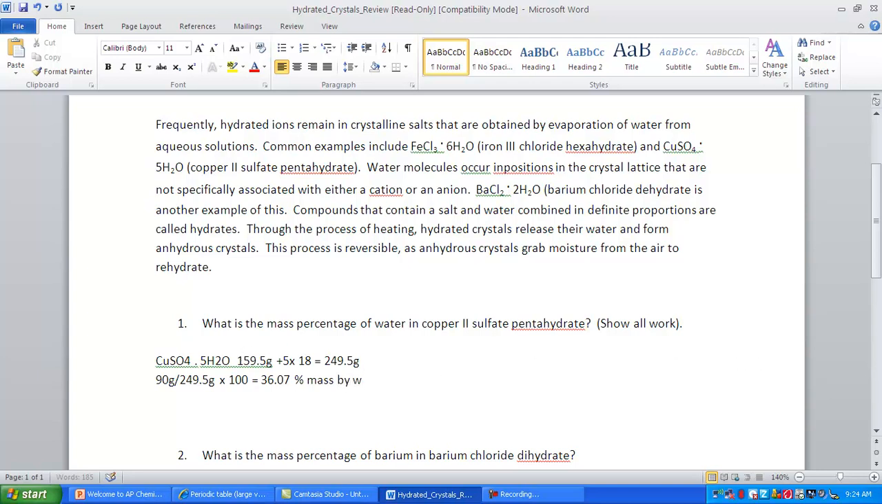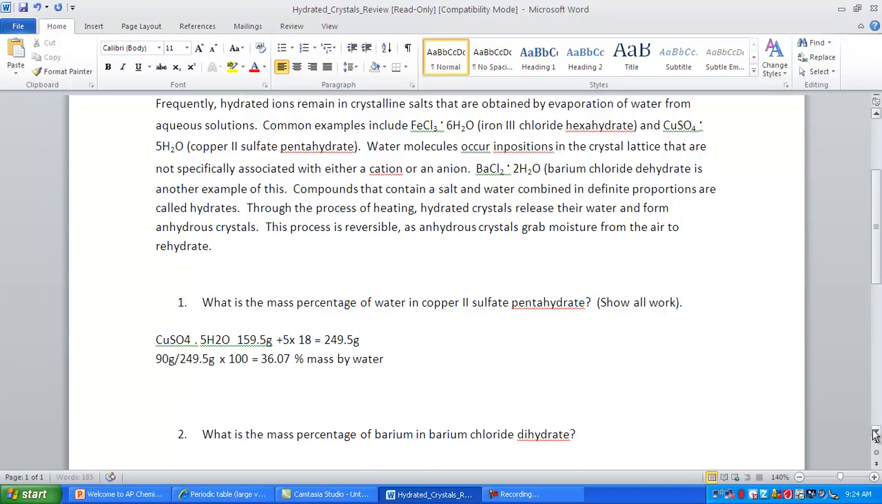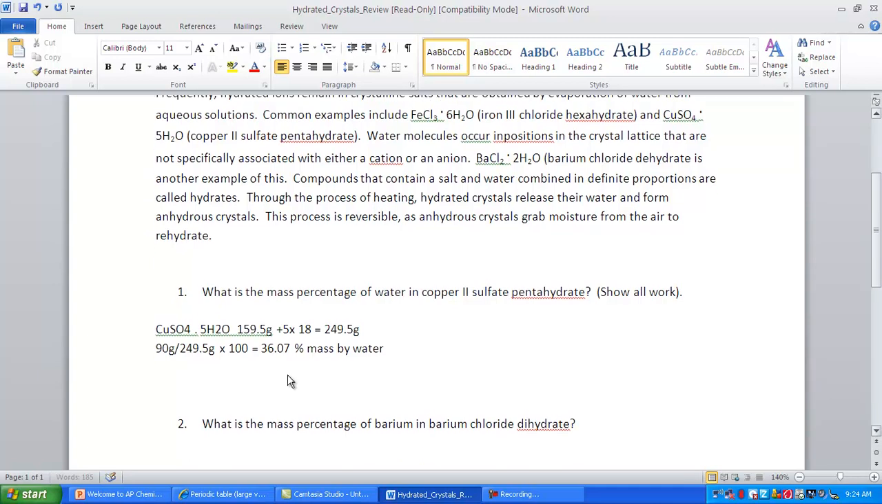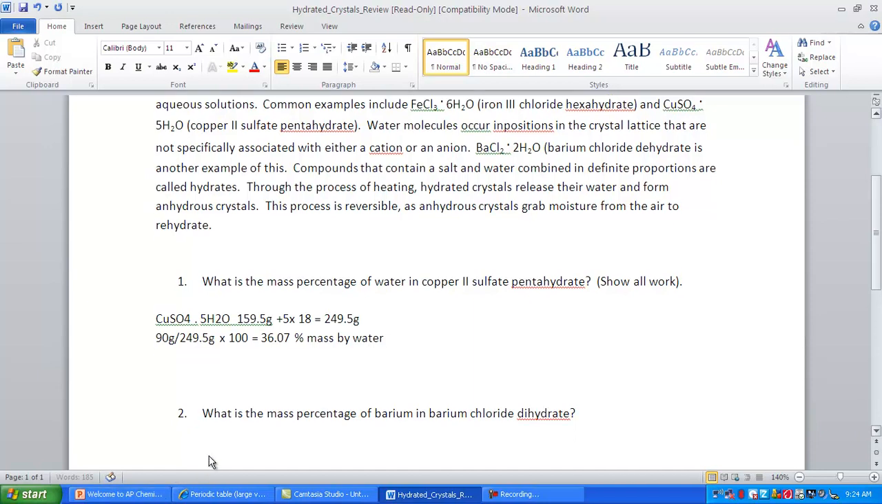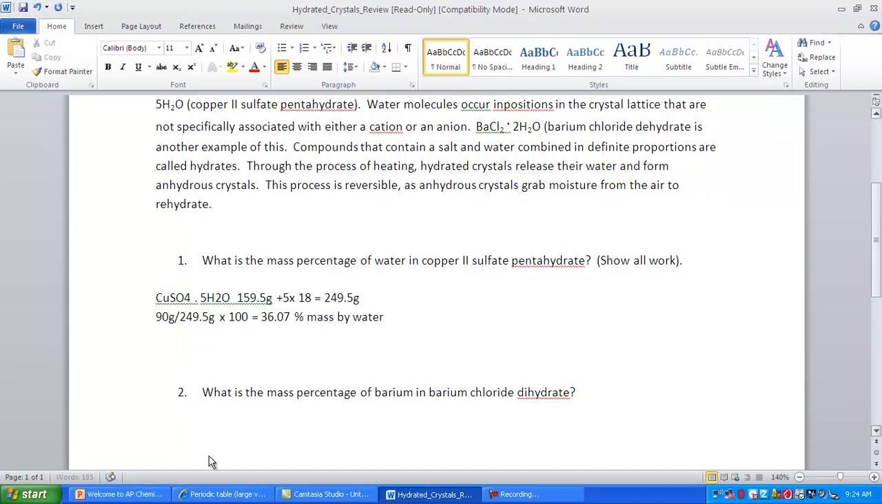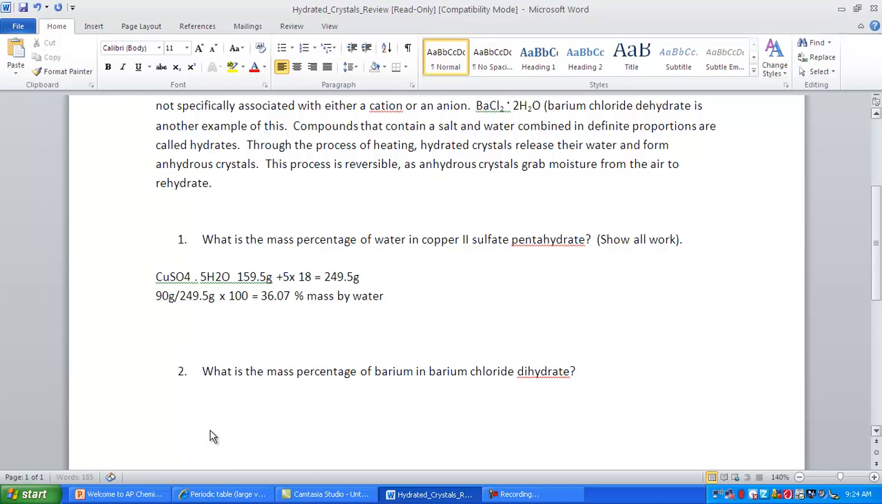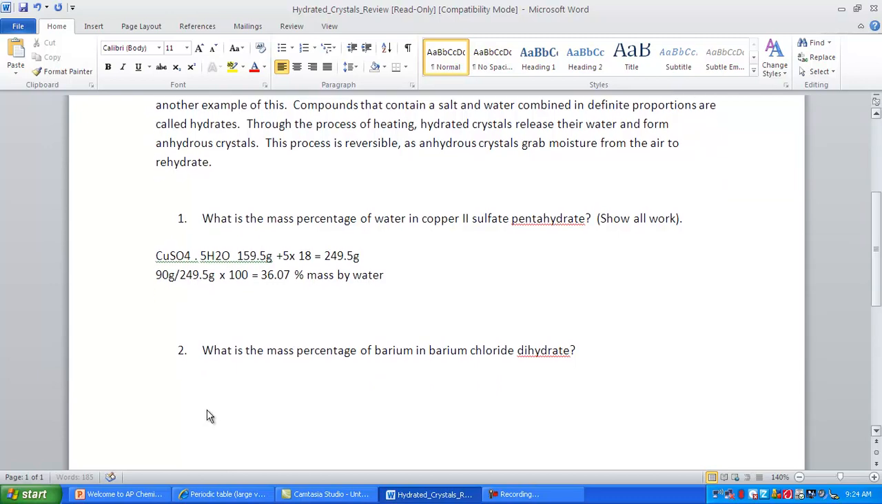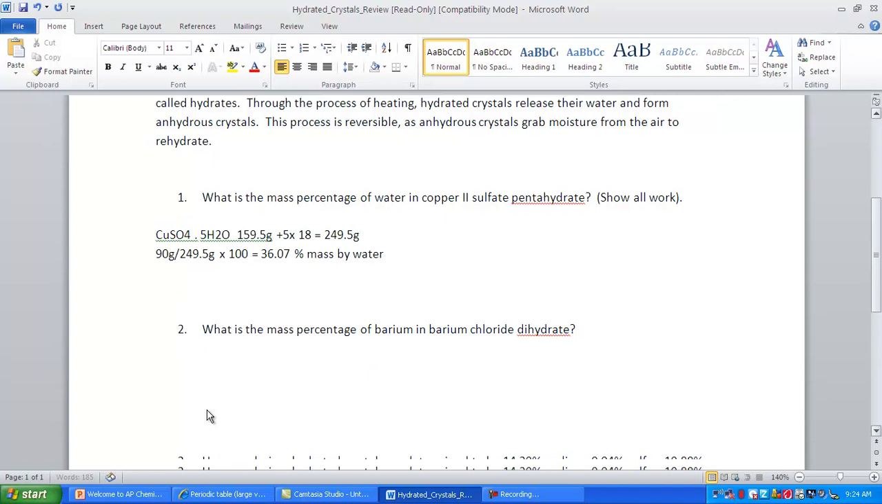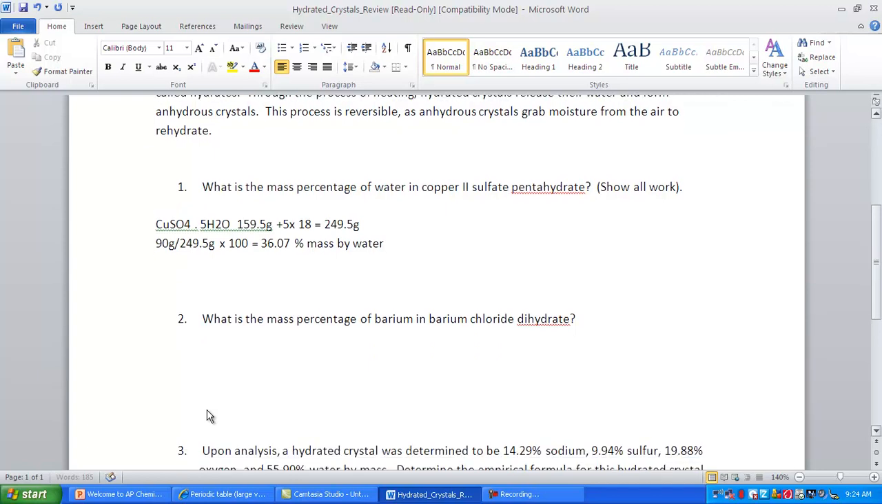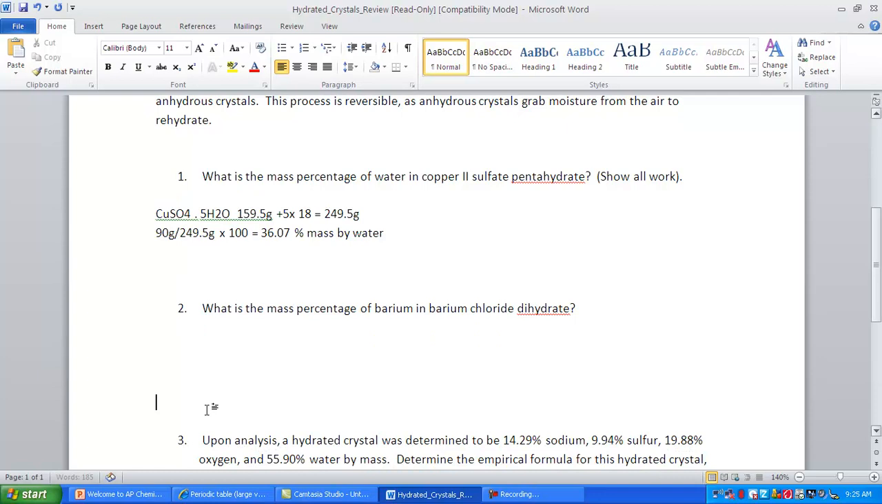Now, as we take a look at our second example, done the same way, what is the mass percentage of barium in barium chloride dihydrate? So again, we need to consider writing the correct chemical formula first. And when we see that, I'm seeing the prefix di representing 2 water molecules attached to the salt called barium chloride. Writing the correct chemical formula. Wait, my page is scrolling up. Here we go.